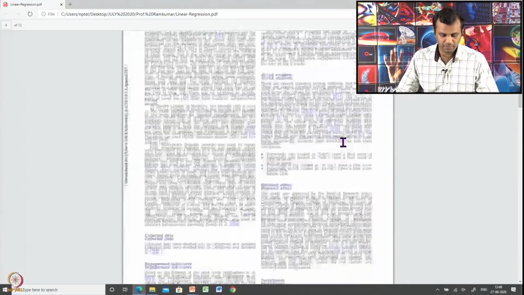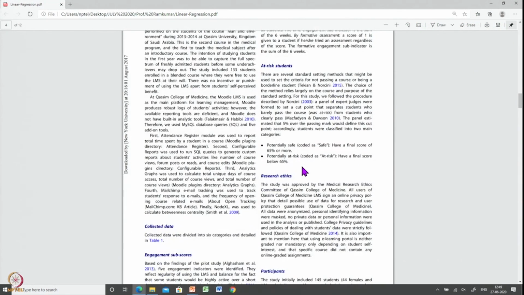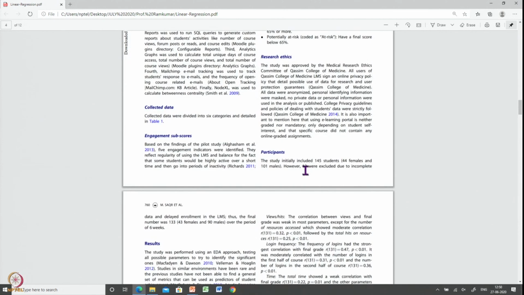So, in this paper they want to predict the students who are at risk, whose final score is below 65 percent. Potentially safe students have a final score of more than 65 percent, and a final score below that will be considered at risk. How do we predict the students who are going to get less than 65 marks in the final score? That is the at-risk group.